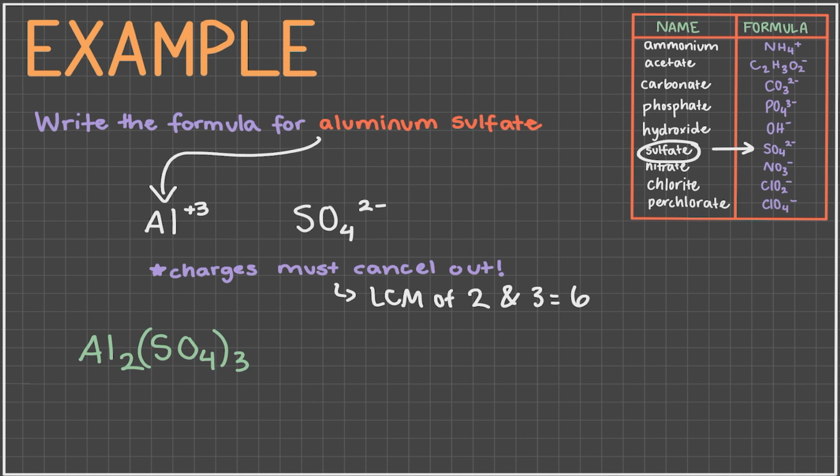Notice that when we write how many sulfates we need, we put the parentheses around the sulfate and then write the 3 on the bottom. This is standard for all polyatomic ions because it shows that the number on the bottom applies to the whole compound.